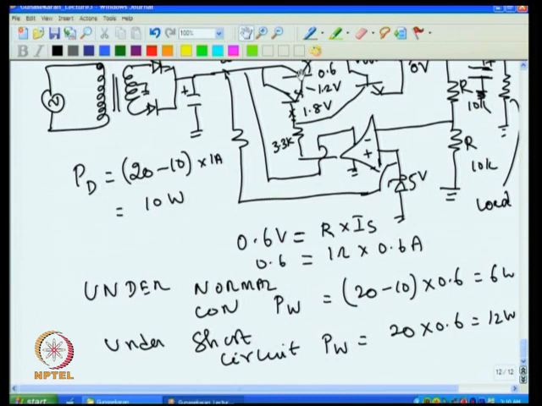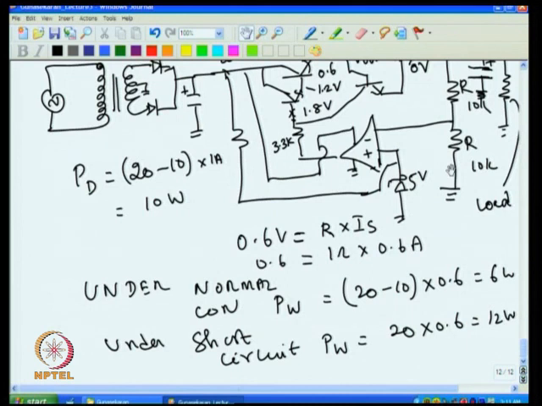So it is essential. Otherwise I had designed a heat sink for 12 watt, even though in the normal condition only 6 watt is dissipated in the transistor. But designing a heat sink for 12 watt is a waste, because it will be very big and it is not necessary. One can make it such that under short circuit condition also only 6 watt of heat is dissipated, and that is very much essential to reduce the cost and size of the unit.